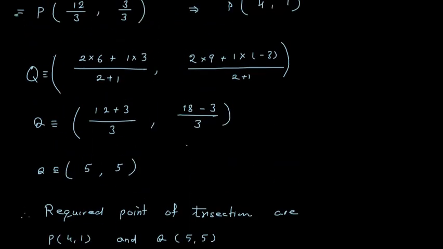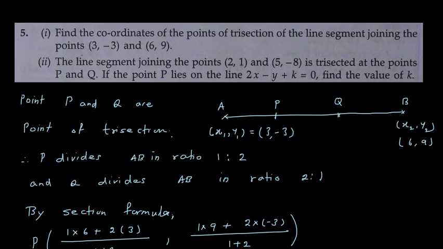Here we have one more question. The line segment joining point 2, 1 and 5, minus 8 is trisected at the points P and Q. If the point P lies on the line 2x minus y plus k equal to 0, find the value of k. Okay. Now again, this problem is the same as the first problem that you can see here, with a slight modification.